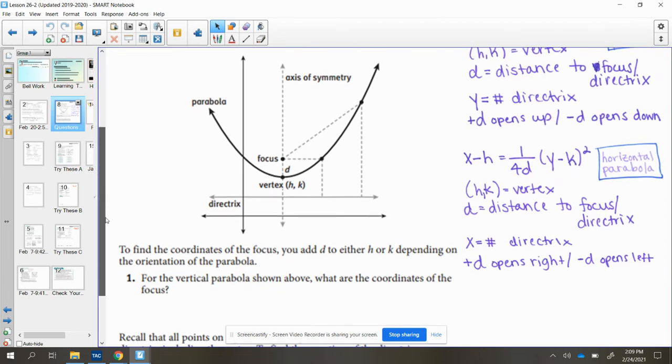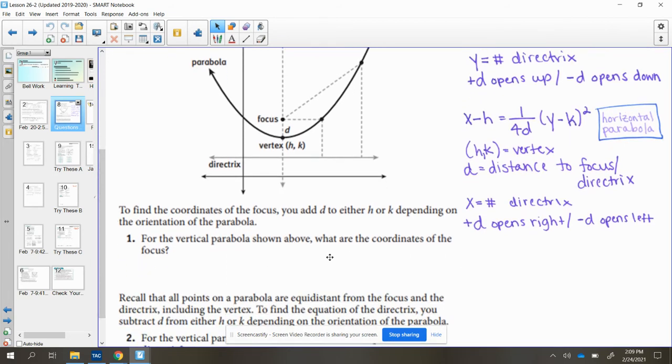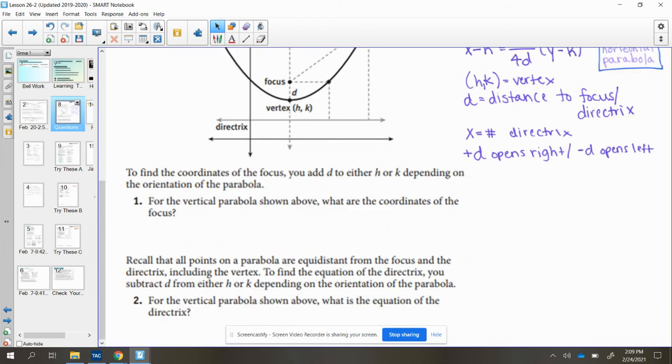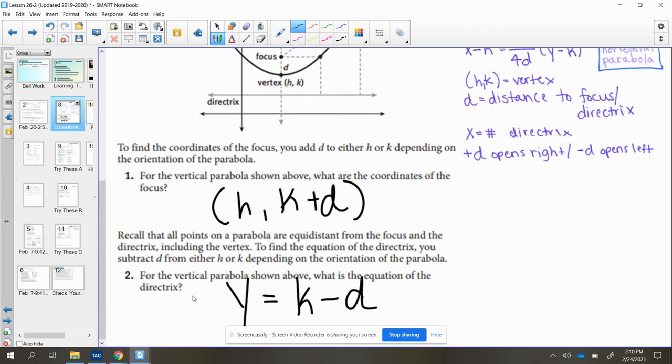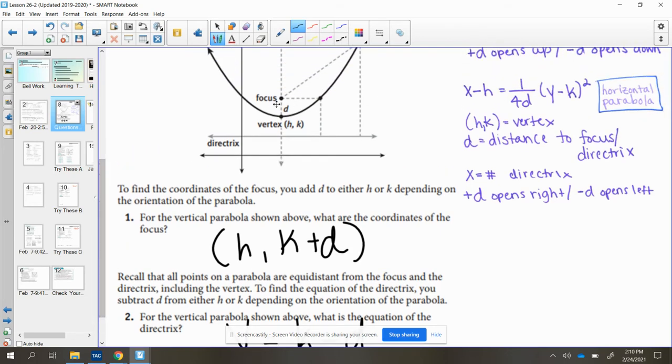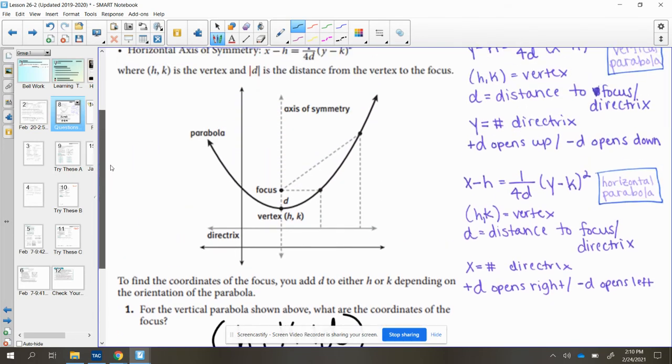So in this particular problem, we know that the coordinates of our focus would have to be above our vertex. So it would be whatever the vertex value is, and then we would have to add d units to our y value to figure out the distance above. And similar to that last problem we talked about, we would have to move that many d units below whatever our k value is, and it would be y equals, because our directrix is a line. Okay, so again, visualizing is always helpful, or using these formulas.